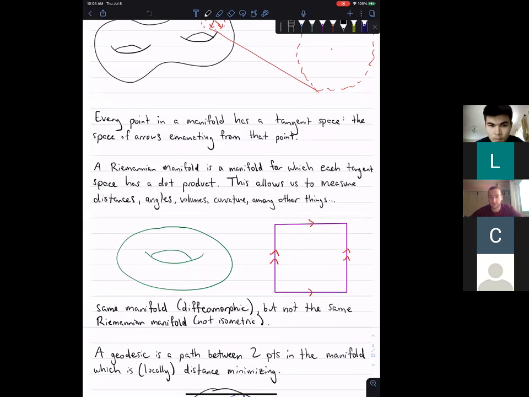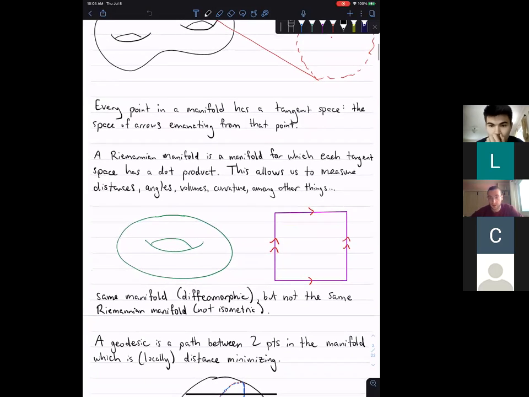Once you have this, it allows you to define more geometric structures on your manifold, such as distances between points, and angles when curves meet. You can talk about the angle that they meet at. You can talk about volumes of regions. You can talk about curvature, which is kind of hard to define, but a very important concept, among other things.